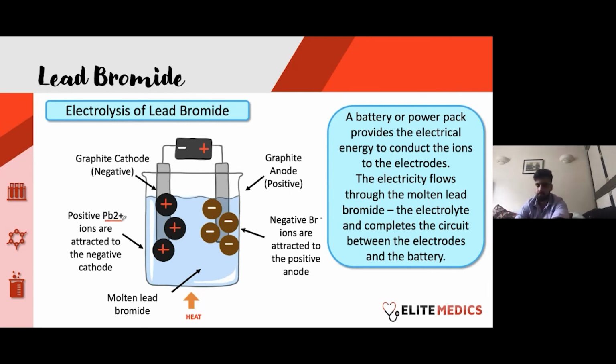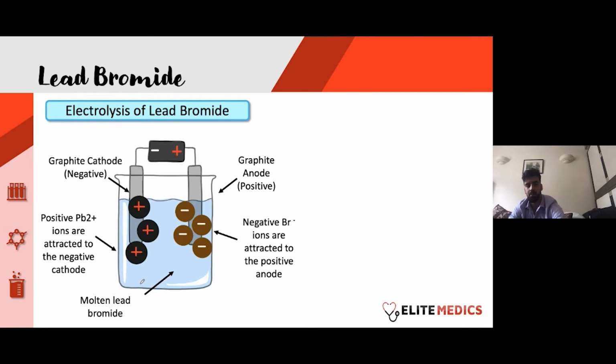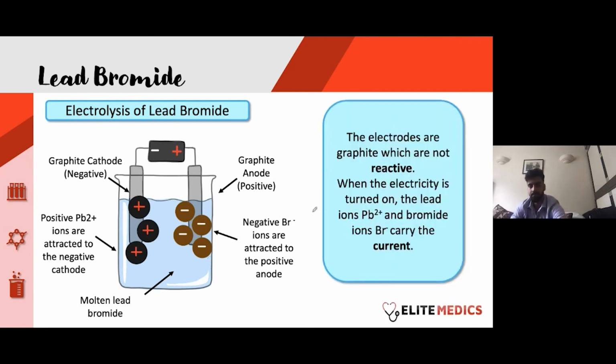And that's just one you have to remember, Pb2+. Now, these positive ions get attracted to the cathode, and the Br- ions will obviously get attracted to the positive electrode, the anode. Right, so let's have a look at what's going to happen in terms of half equations. When the electricity is turned on, the lead ions will go to the cathode, and the bromide ions will go towards the anode, and the movement of them will carry the current.